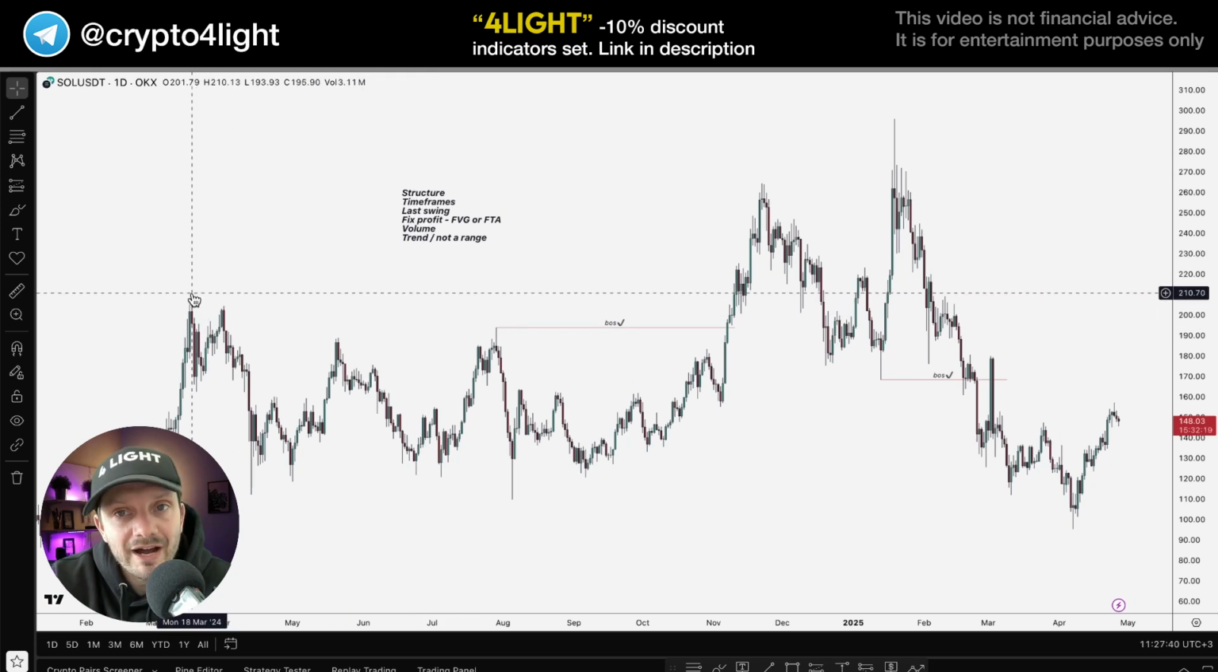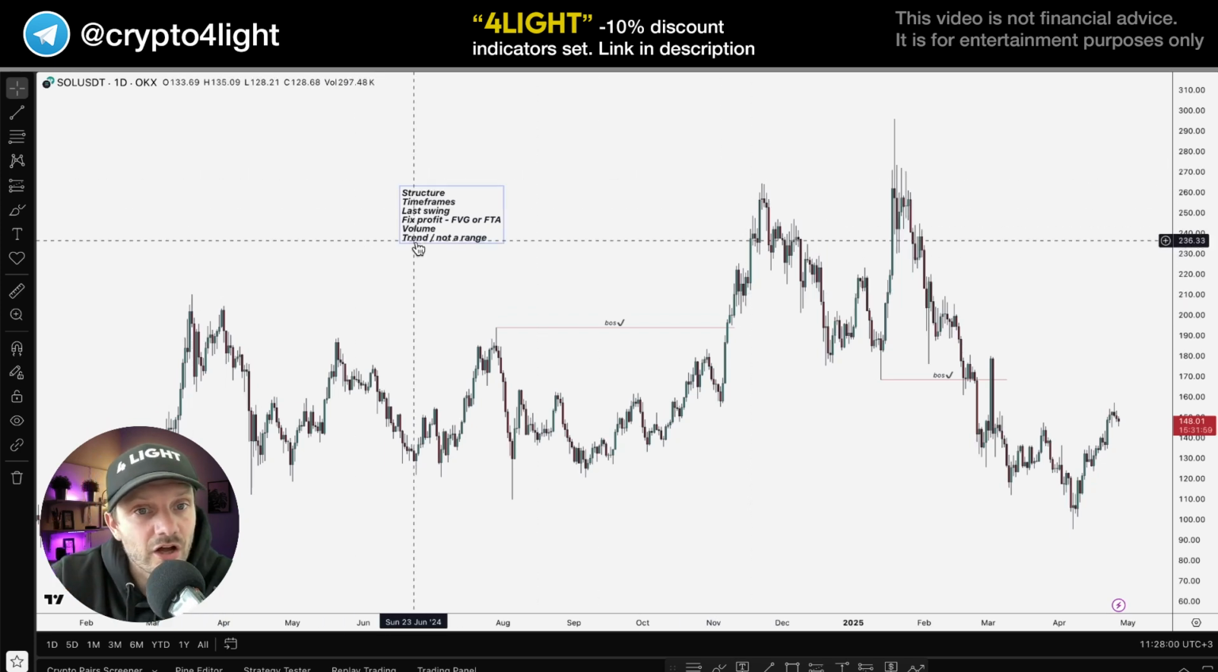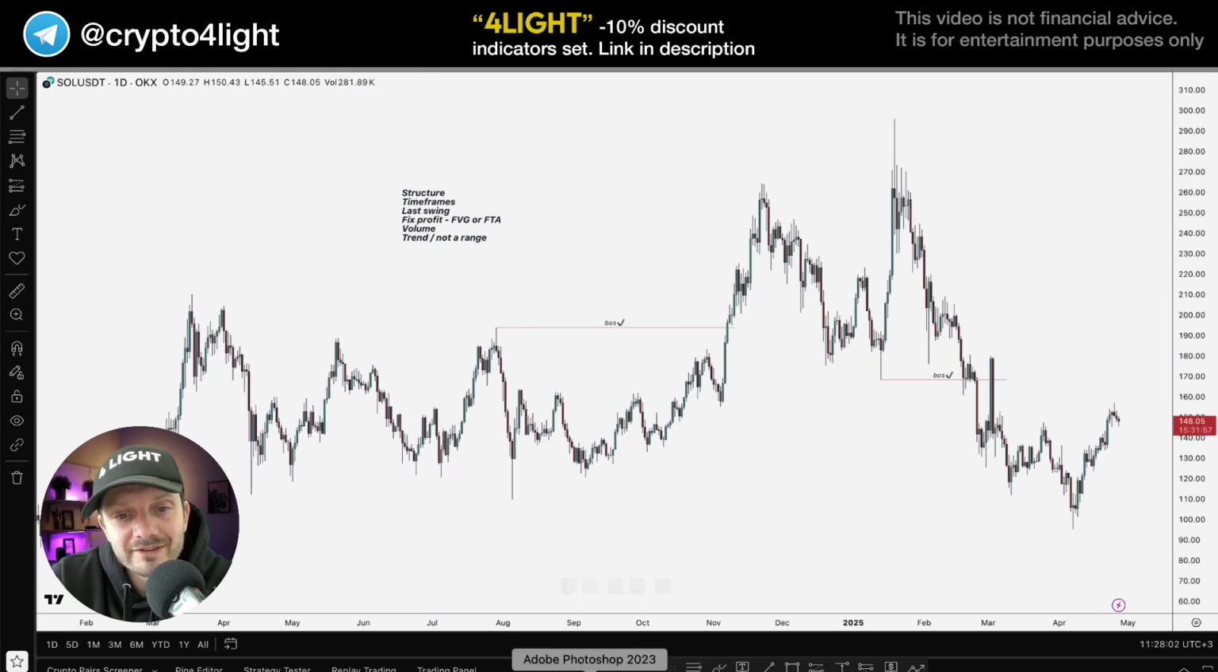In the range, I don't recommend you work with the BOS, break of structure, because in the range, we will see a lot of fake BOSes, right? Because in a range, we just work like a chop. We hunt liquidity without the trend. So break of structure, you can use as a trend instrument, not in the range. So you have to pay attention to the structure.